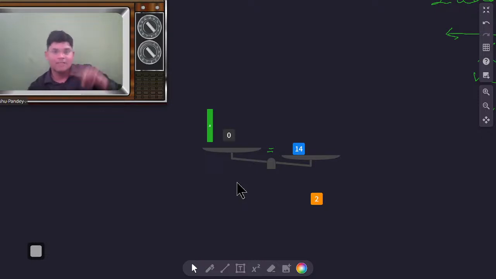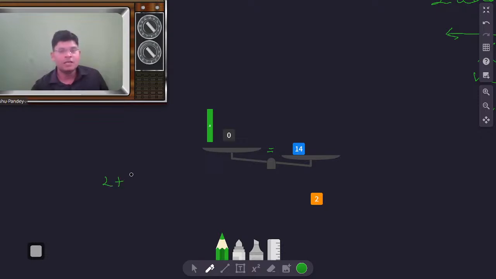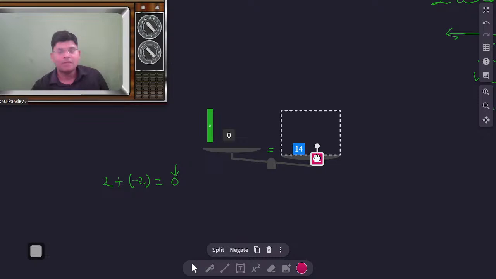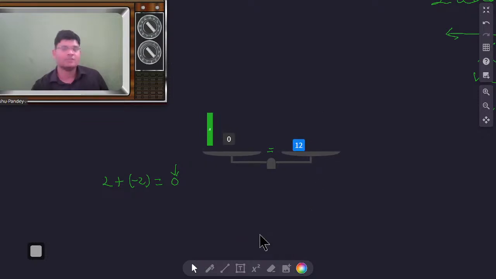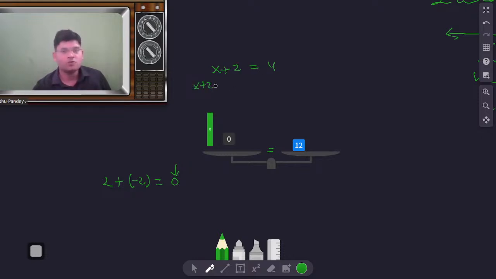Means a number which is added to the number to make it 0. Yes, sir. Additive inverse of 2 is negative 2 because it is going to give the additive identity. So if you are doing the negative 2 on the left hand side, the same negative 2 has to be done on the right hand side as well. So suppose we have x plus 2 is equal to 14. So x plus 2 minus 2 is going to be 14 minus 2. So here 2 and 2 will get cancelled and x is going to be equal to 12.